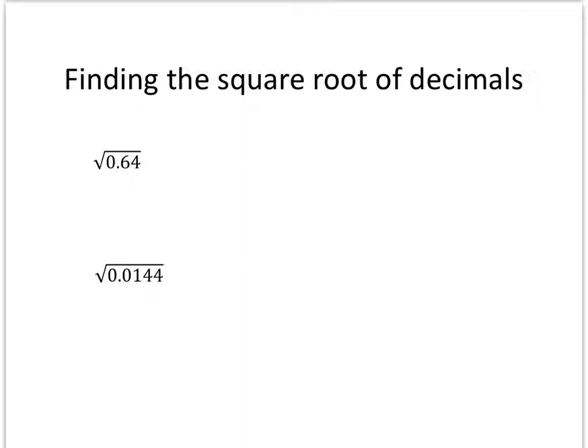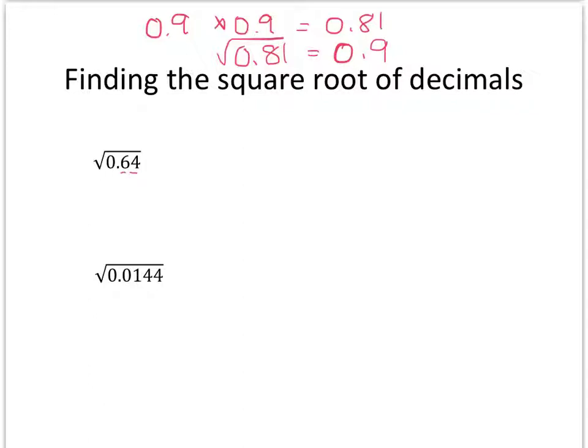Okay, next thing we have to do is be able to find the square root of decimals. So you'll notice in that last question there, we got 0.9 times 0.9 is equal to 0.81. Okay, or 0.9 squared is equal to 0.81. So then I know if I'm going backwards, 0.81, the square root of that has to be 0.9. Okay, so let's take a look. In 0.64, I have 2 decimal places, the 6 and the 4. So that means when I take the square root of it, my answer is going to have half as many, so I'll write that down, half as many decimal places.